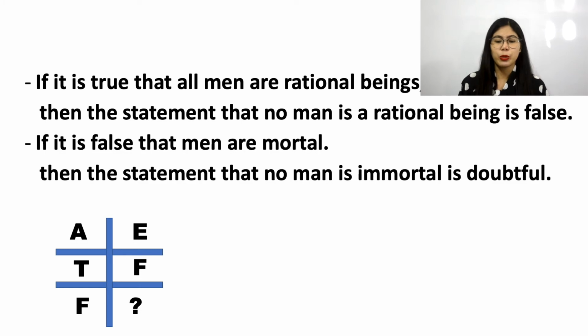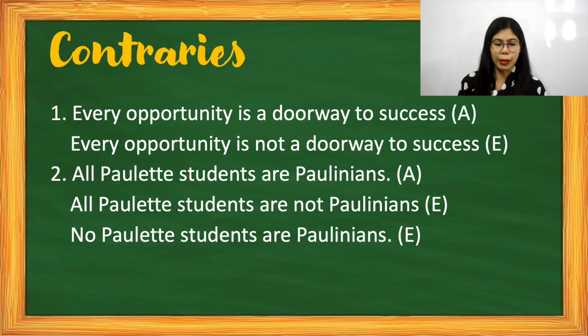Now, to be really familiar with contraries, let's have another set of examples. Number 1, every opportunity is a doorway to success. Symbol letter A, it is affirmative universal. It affirms something of all members or class. Next, every opportunity is not a doorway to success. Symbol E, it is a negative universal. It denies something. As you can see here, since the affirmative universal is considered as true, meaning to say the negative universal is false, so it contradicts.